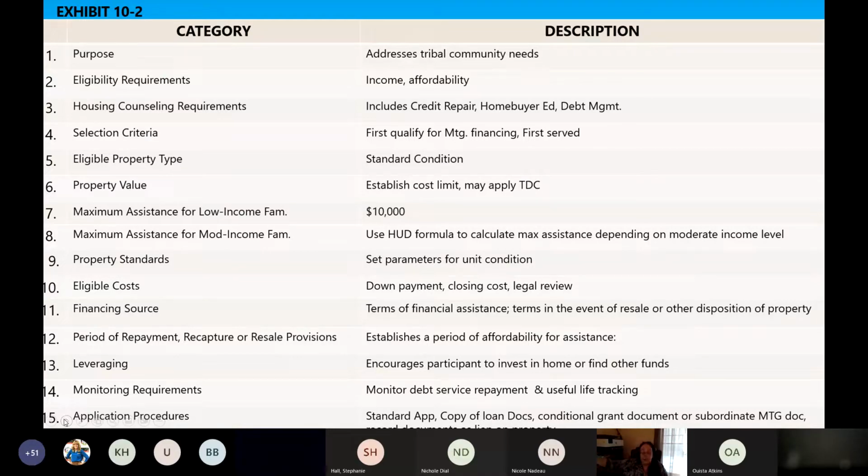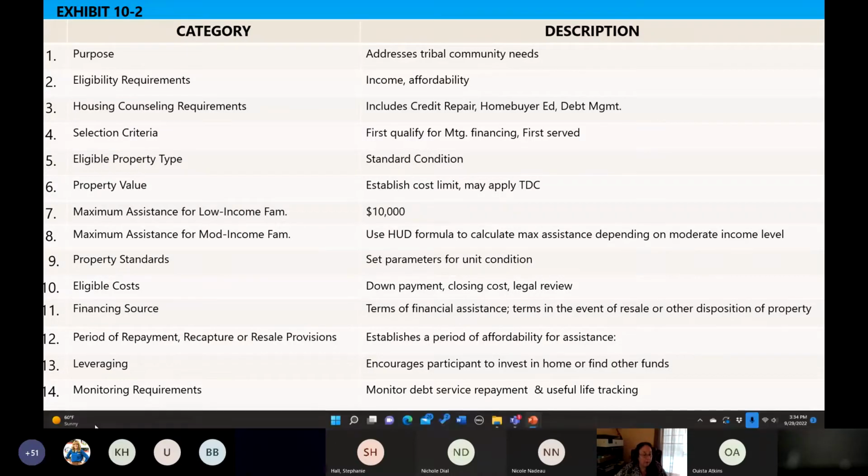You could apply a total development cost. Your maximum assistance for a low-income family, in this case, would be $10,000. The maximum assistance for a moderate income family, you use that HUD formula to calculate that max assistance because you can't give them the 10,000. So you establish all this criteria for each program that you offer.